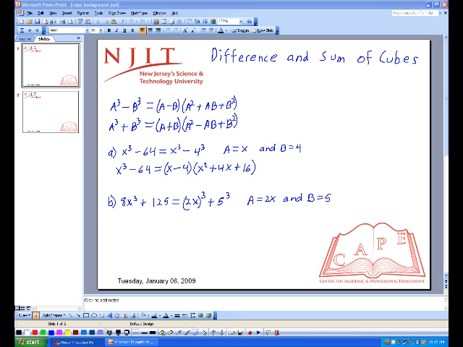We plug this into our formula and we get 8x cubed plus 125 is going to equal a plus b, 2x plus 5, times a squared, 4x squared, minus ab, 10x, plus b squared, 25. And now we have the sum of cubes.